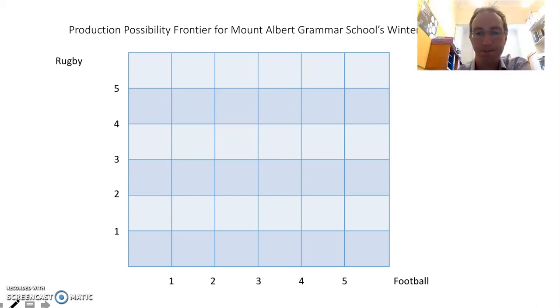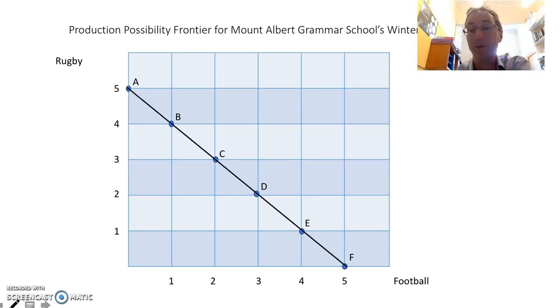Repeat for football. Now, we want to start putting in the combinations so we can actually draw the graph. First combination was A, where we had 5 rugby and 0 football. Compare that to combination F, where we had 0 rugby and 5 football. All the other combinations we can also add in. So we've got B, C, D, and E. And we end up finishing with our line at the very bottom so that we can say, here's our production possibility frontier. And this is the creation of the graph.